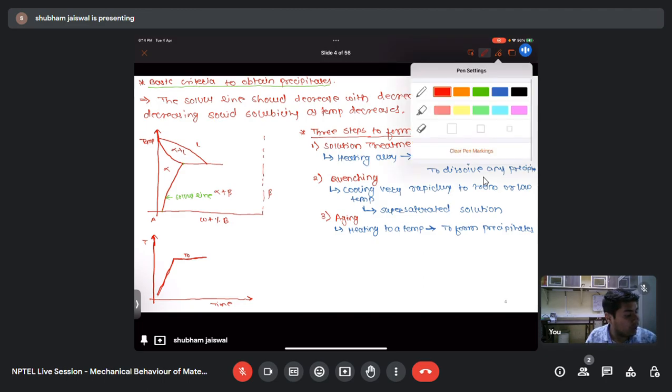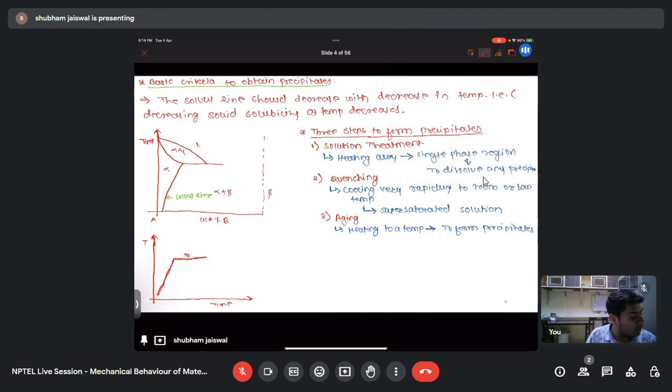Okay, then the second step is we'll quickly cool it, or we do the quenching, so that we get a supersaturated solution. So here, suppose I am quenching it to a temperature T1. So we'll get a supersaturated solution. Then again we heat it to some temperature T2 and we'll hold it there so that we can form precipitates inside the material. So let's say this is T2.